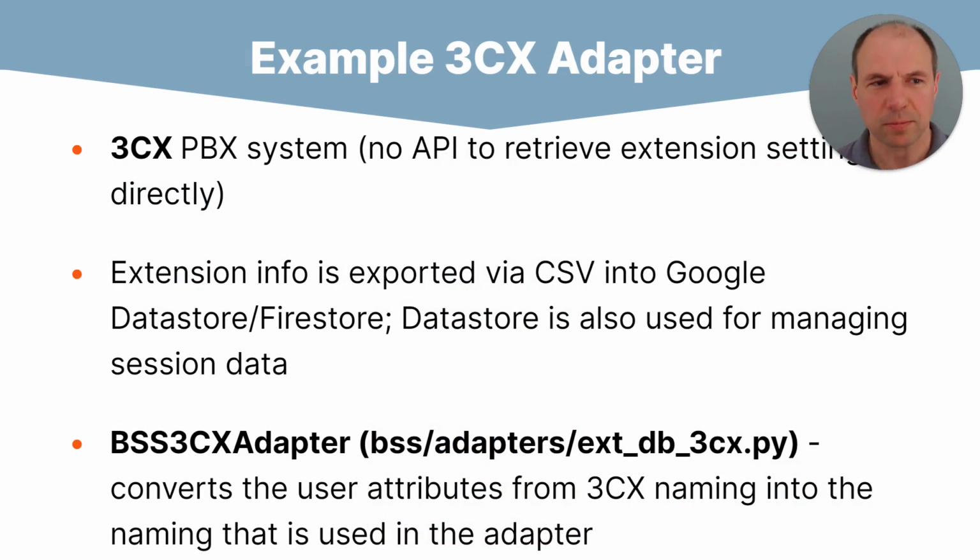So our goal for this lesson is to use a real live 3CX PBX system. Again, no API to retrieve extension data in real time, but we will export them into a CSV file, we'll import them into Google Datastore, and we'll take a look at the code of our BSS 3CX adapter, what it does and how it is implemented to allow proper conversion of the data attributes to support correct functionality. Let's go.